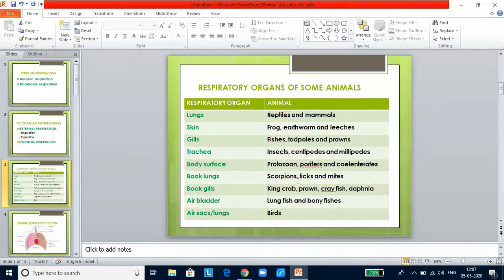Scorpions, ticks, and mites have book lungs. King crab, prawn, crayfish, and daphnia have book gills as their respiratory organs. Lungfish and bony fish have an air bladder as the respiratory organ, and in birds it is the air sac or the lungs. So I'll give you 2 minutes. Please make a note of this. This is very important.